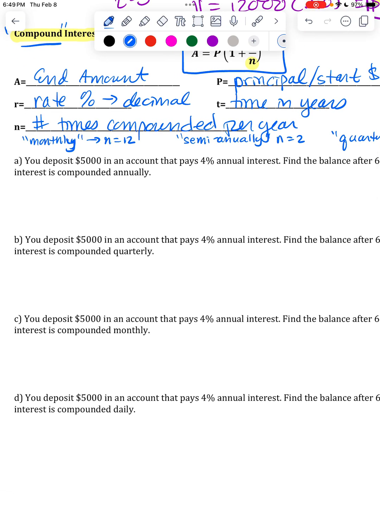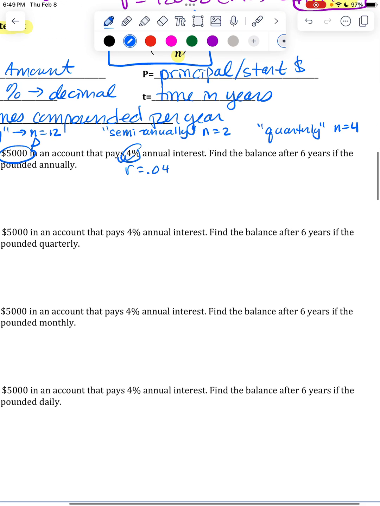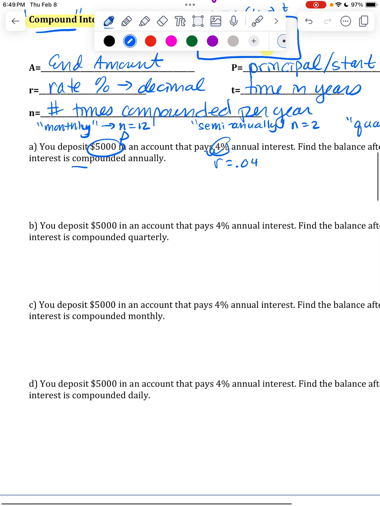It says you deposited $5,000. That's my principal. I started with that. Here's my rate, but I'm going to use 0.04 because I have to move that decimal over. Find the balance after 6 years. That's my time. If it's compounded annually, N is going to be once a year.